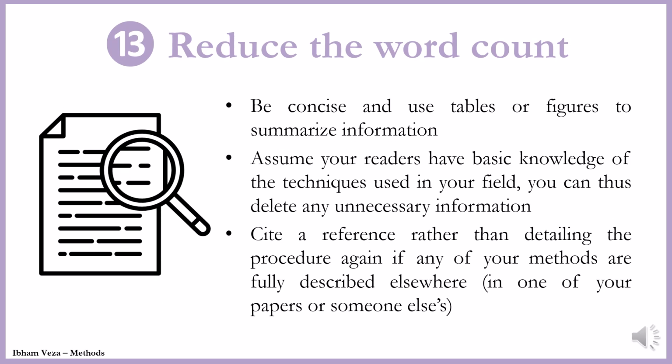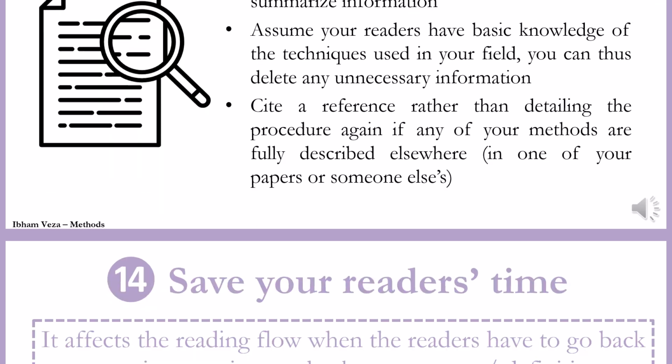13. Reduce the word count for better clarity. A good method section is short, clear, and to the point. Avoid unnecessary details that clutter your writing. Here are 3 simple ways to keep it concise. Summarize using tables or figures whenever possible instead of long paragraphs. Skip obvious explanations, assume your readers already know standard techniques in your field, and cite existing references. If a method is fully explained in previous work, reference it rather than repeating the full details. This keeps your method section focused, readable, and professional.